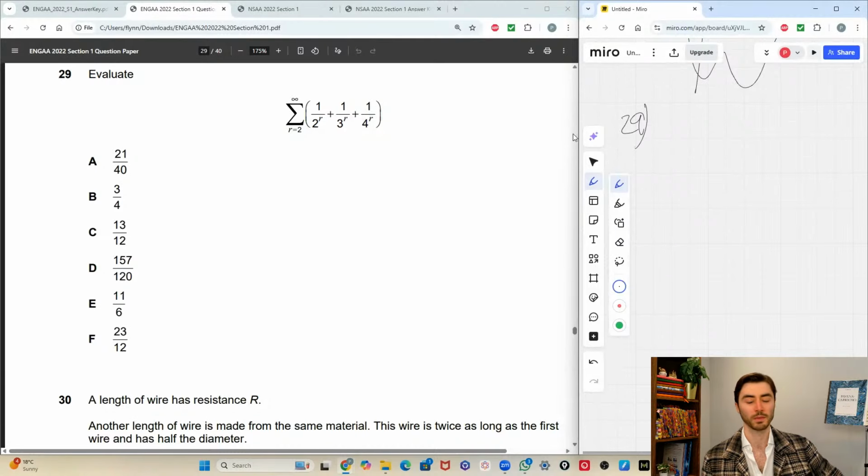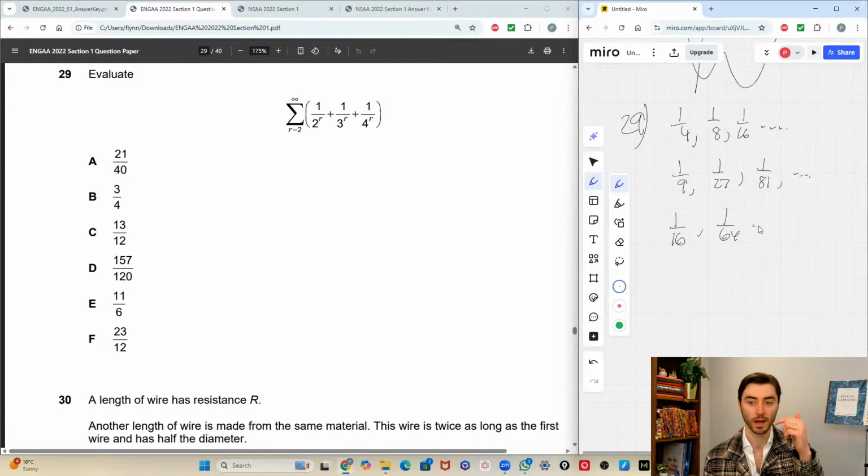Sum from r to infinity, this is going to be fine. So you can split them out. Let's write out the first three terms. The first one, from r equals 2, from that 1 over 2 bit, you're going to have a quarter, then an eighth, then a 16th up to infinity. The second one is going to be a ninth, a 27th, an 81st up to infinity. The third one is going to be a 16th, a 64th up to infinity. We're going to get the sums to infinity of all of those.